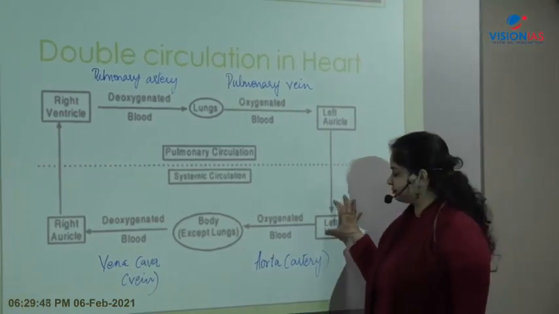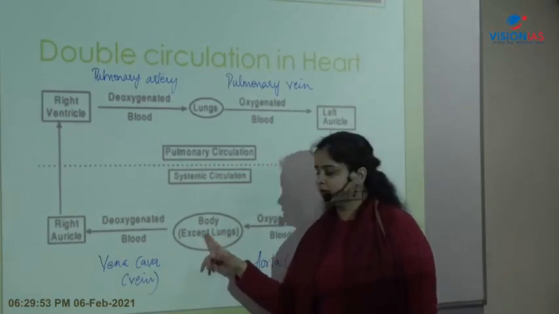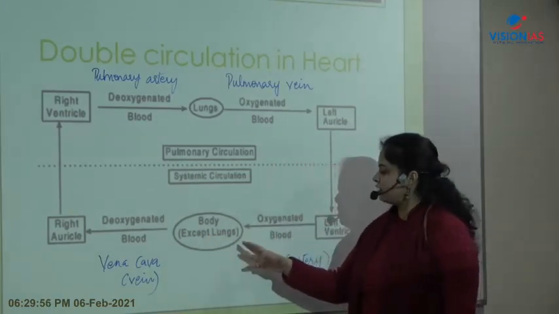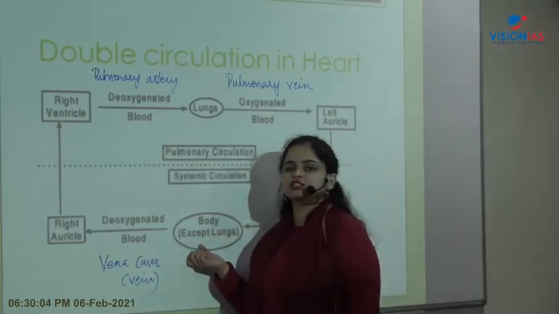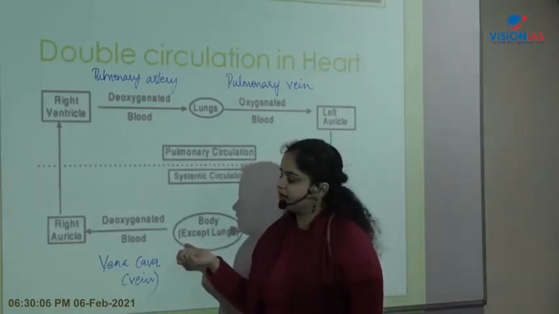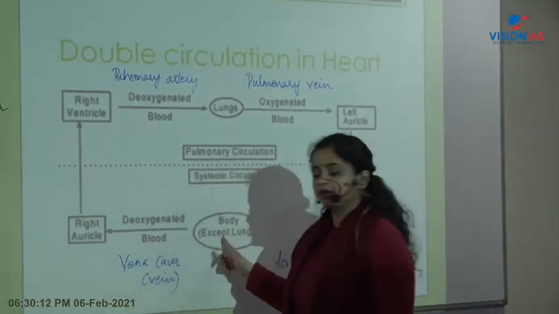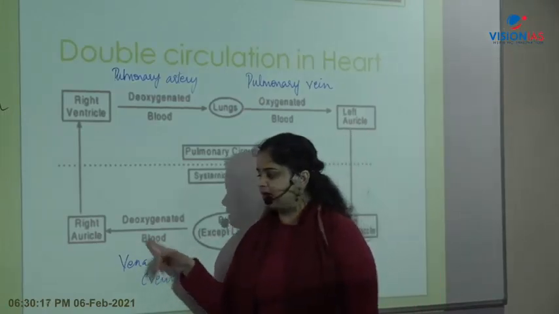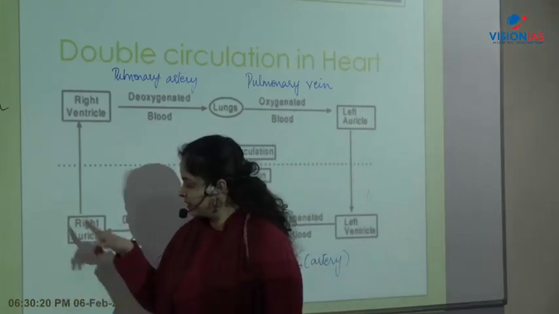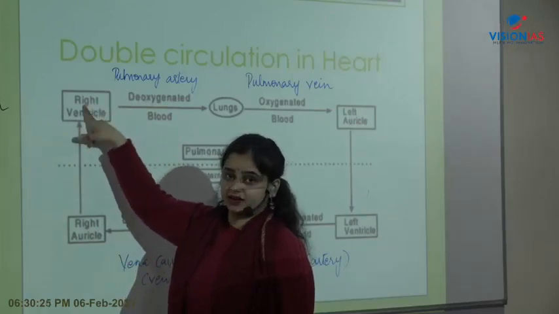After this, the oxygenated blood goes to all the different parts of the body, right? In all the different parts of the body, it is first being carried by an artery called aorta. In the body, oxygen is utilized. The blood now does not contain oxygen. It is called deoxygenated blood. From all the parts of the body, vena cava are veins which collect the blood, bring it to the right side of the heart. First the upper chamber, right auricle, then the lower chamber, right ventricle.